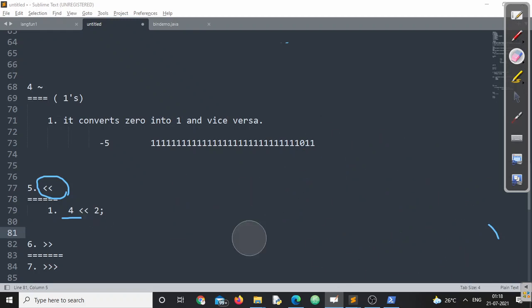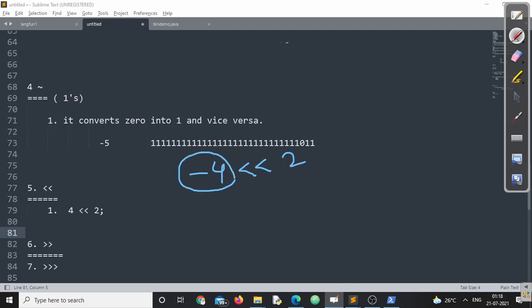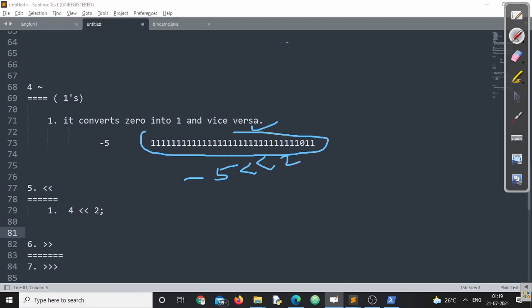Similarly, let us cross check this with minus 5 left shift 2. Since we know minus 5 is stored in memory in this format, because it's in 2's complement format, and we have clearly discussed this part, what we need to do is remove 2 ones from the left side and add 2 zeros at the right side.